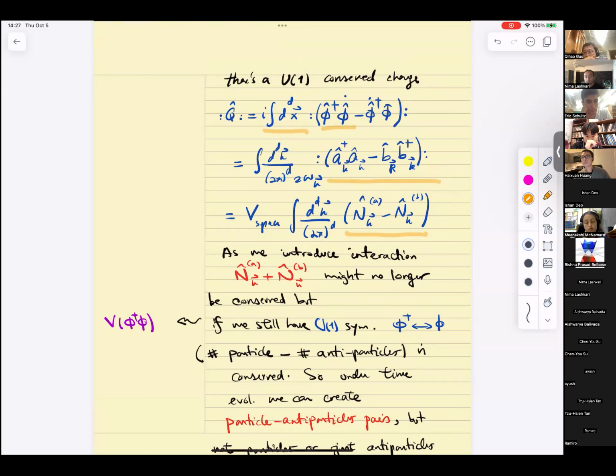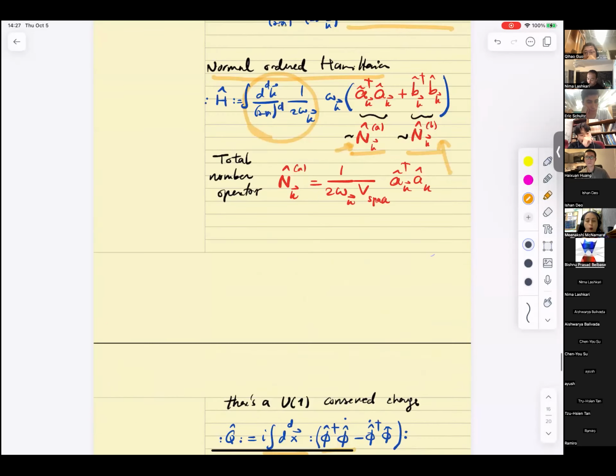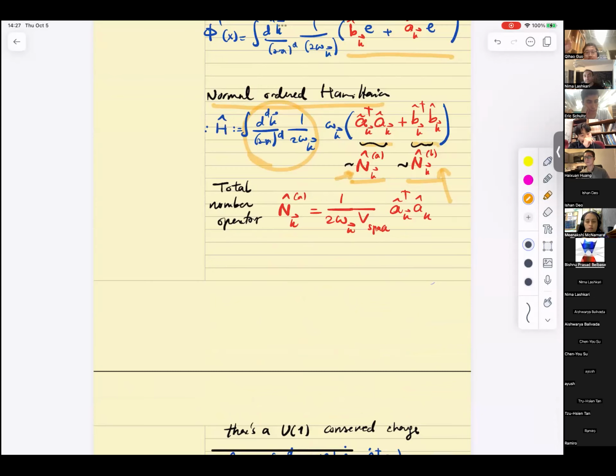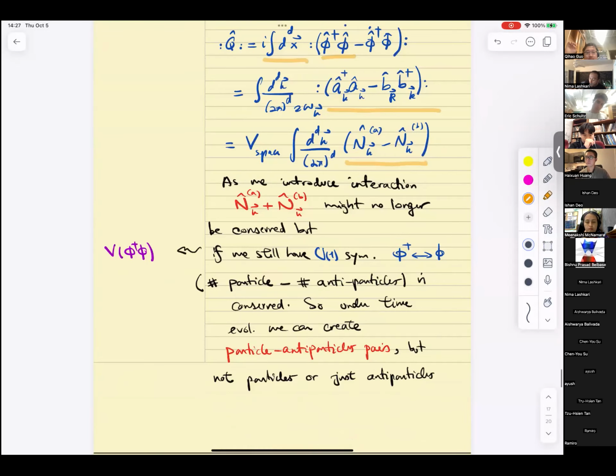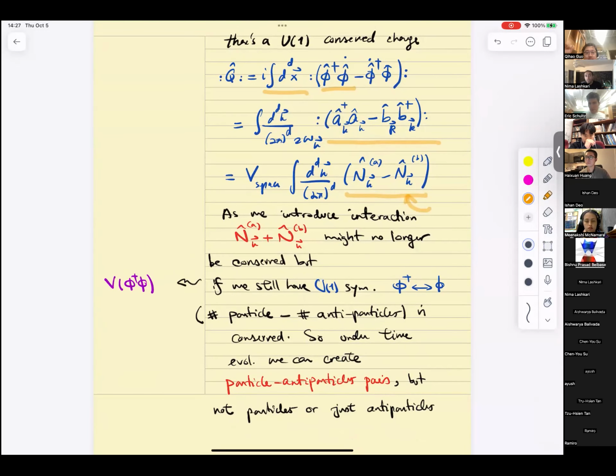The B particles are going to be called the antiparticles of the A particles. What we're learning is that both particles and antiparticles contribute to the energy, because the Hamiltonian was just the numbers being added, but they have opposite charge because the total charge is going to be one minus the other. So in free field theory, the total number of A and B particles is conserved because the Hamiltonian is just that.